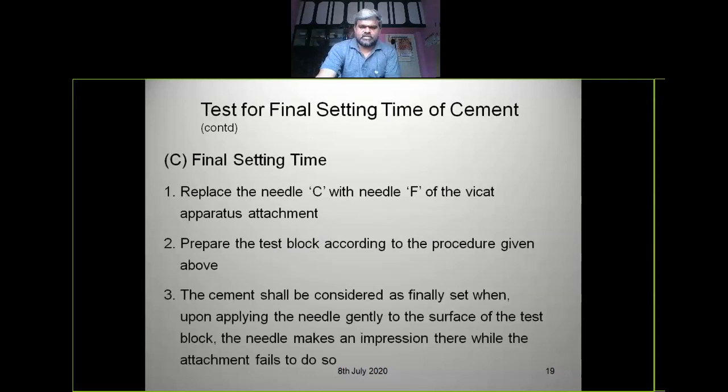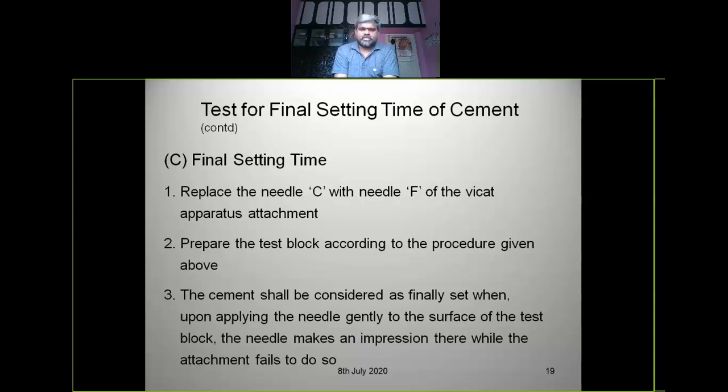Next, final setting time. Replace the needle with the needle with the F attachment. So the C needle is used for initial setting time, and the F needle is used for final setting time. Right. So with the Vicat apparatus, prepare the test block according to the procedure given above. Same 0.85 of the normal consistency percentage of water. Prepare the test block according to the given procedure.